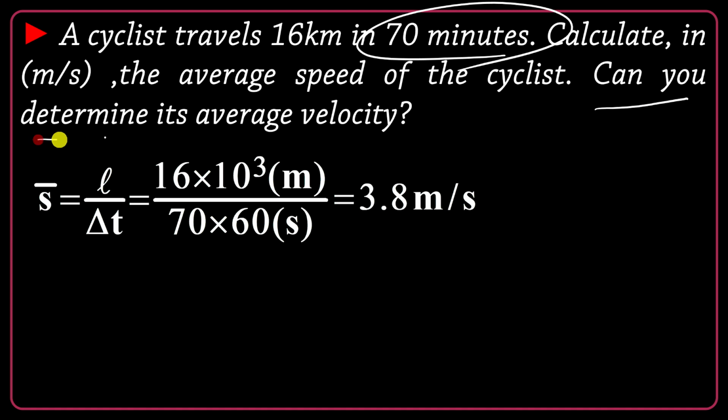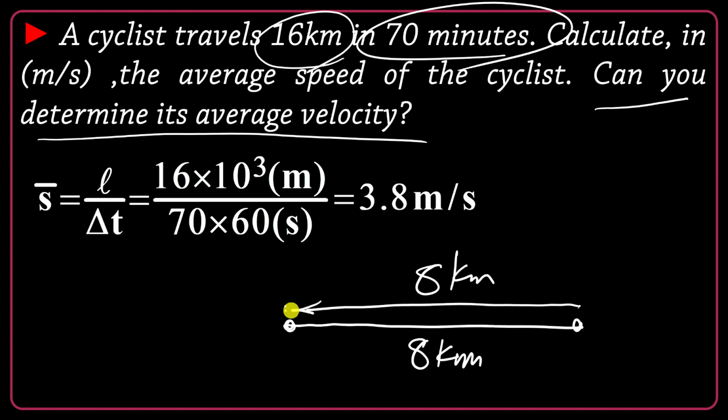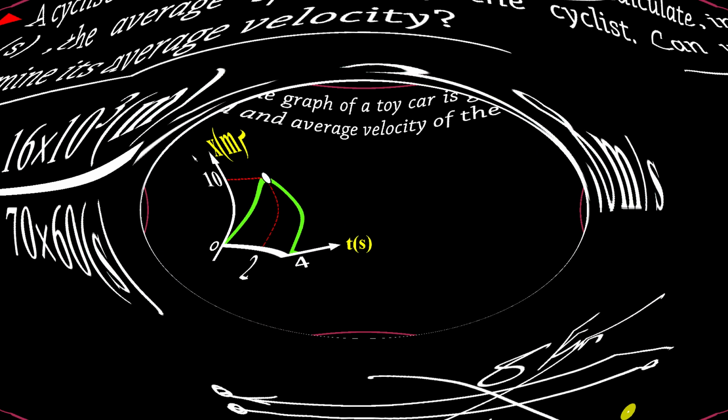Can you also determine the average velocity? Basically, I see that it travels 16 kilometers in 70 minutes. I don't know whether to the right or to the left. No. I don't know anything. It is even possible that the cyclist goes to the right for 8 kilometers and goes back again to the beginning point for 8 kilometers, and the total distance traveled is still 16 kilometers, but there is no displacement, you know. The displacement is 0. Even the displacement could be 0 with, again, 16 kilometers of distance. So, no, I can't say anything about that.